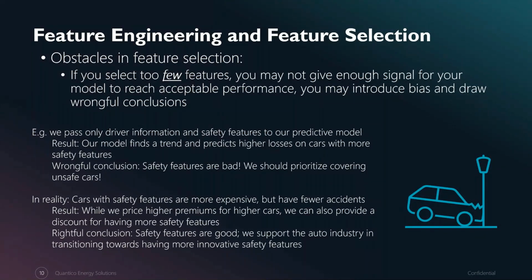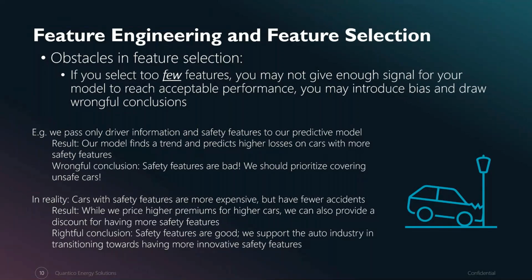Let's say we only pass a very small number of features into our model because we want to keep our model simple and understandable. So we pass in driver information and safety features. We hypothesize that safety features are really important for our model. And the result is that our model finds a trend and a pattern, and it predicts that there are going to be higher losses on cars with better safety features. This isn't a really good conclusion, right?